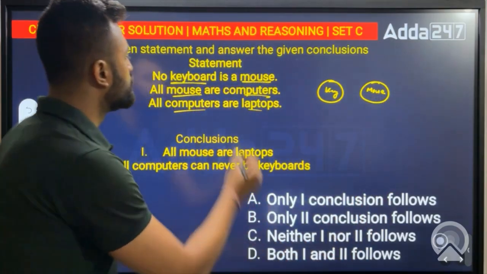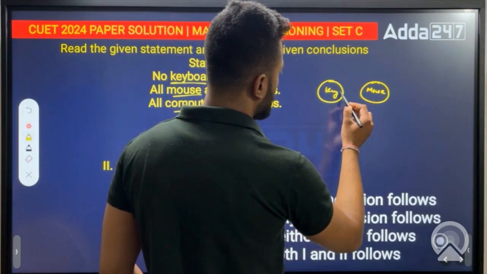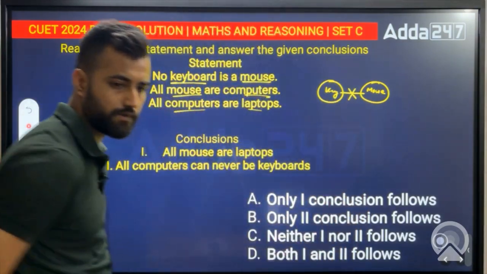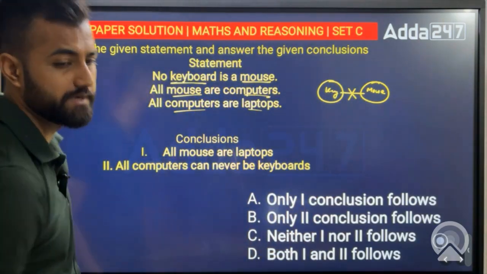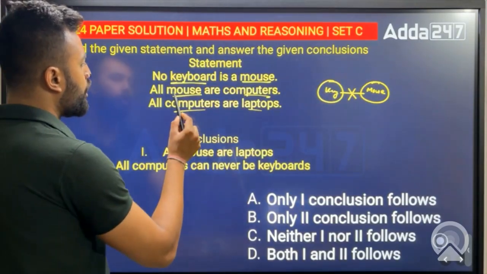And as I said, no keyboard is mouse. I will draw a line out here and make a cross. No keyboard is mouse. This is the Venn diagram. This is how you draw no keyboard is mouse, statement to Venn diagram. Next, all mouse are computer.